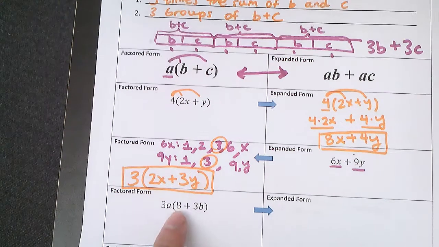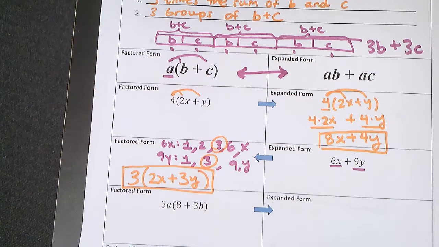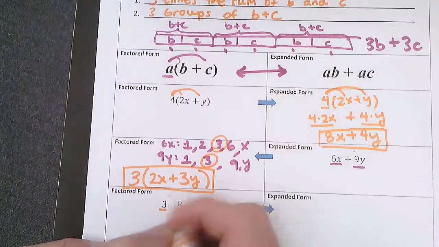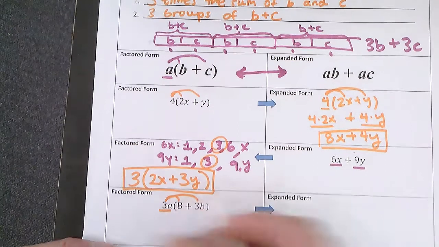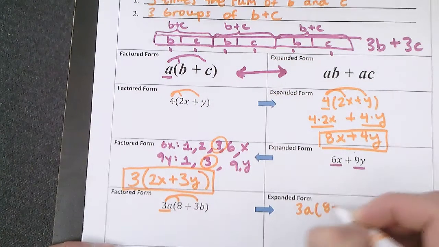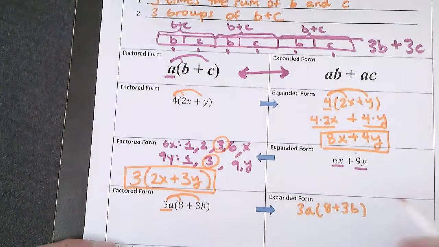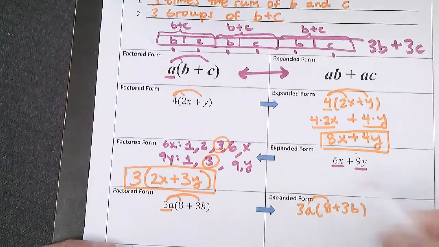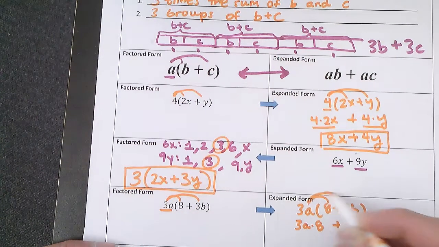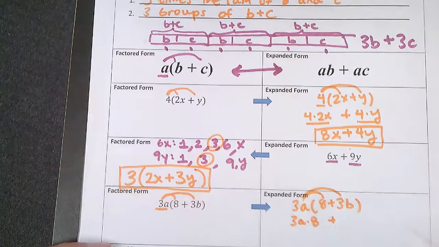Another factored form, 3a on the outside times 8 plus 3b. Oh, 3 gold stars if you got that last one right. Let's try it out. We're going to multiply 3a with each of the terms inside the parentheses. We'll do that over here: 3a times 8 plus 3b. So first, 3a times 8, plus 3a times the second term, which is 3b.